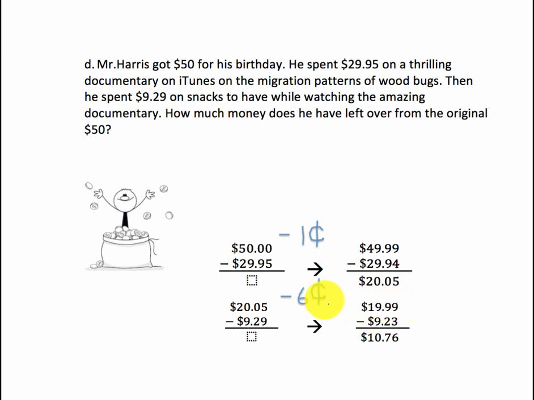But remember, whatever you do to one number, you have to do to the other number when you're subtracting. So I also have to subtract 6 cents from this decimal. So $20.05, if I take away 6 cents, becomes $19.99. If I take away 6 cents from $9.29, it becomes $9.23. Now I can subtract these. 9 minus 3 is 6, 9 minus 2 is 7, 9 minus 9 is 0, and 1 minus nothing is 1. Have my dollar sign and the decimal, so that Mr. Harris has $10.76 left over.